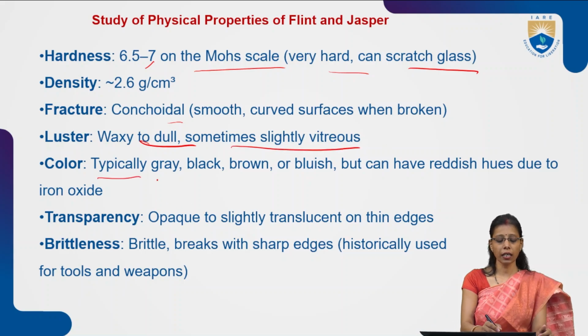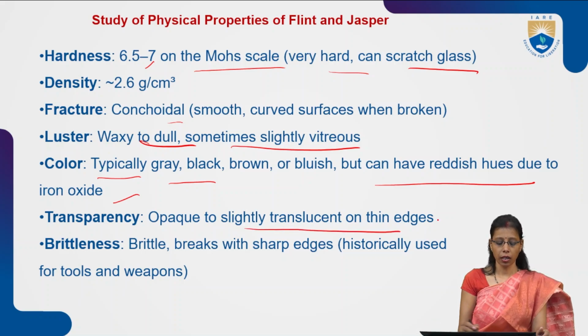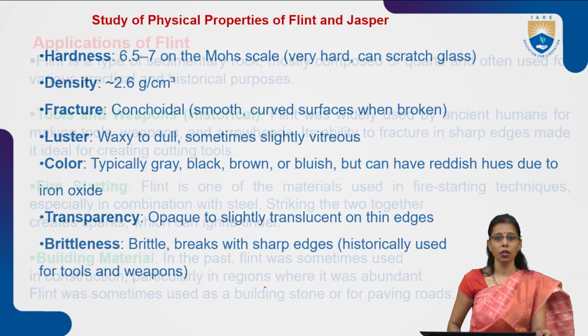Now what is the color here? Typically gray, black, brown or bluish, but it can have reddish hues due to iron oxide. Transparency is opaque to slightly translucent on thin edges. If you talk about brittleness, that is how easily it breaks. Flint is brittle and breaks with a sharp edge, historically used for tools and weapons.